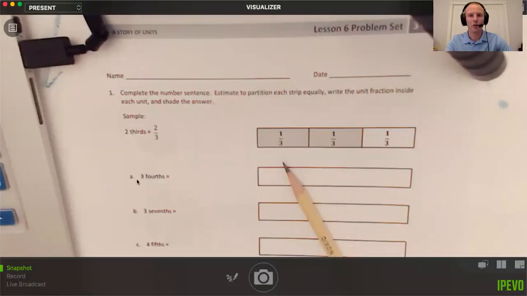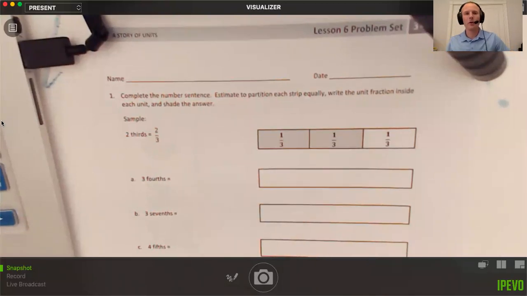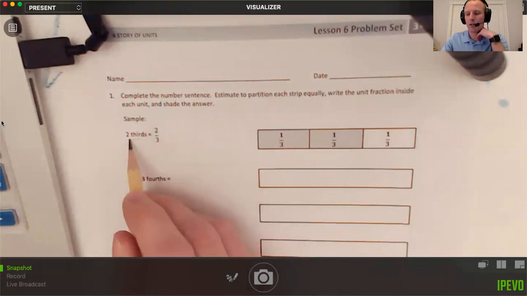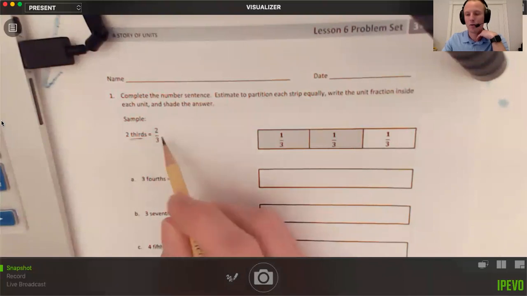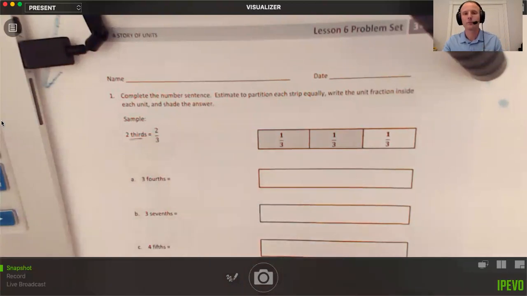So let's get started. I have the problem set here, so I'm going to go through that with you again. This gives you some more practice watching somebody else and going along with somebody else as they work through problems similar to the ones you're doing. So basically the directions here are to complete the number sentence. As you can see in the first one, they've written out 2/3 in words, unit form, and then you write out the numeric version, 2/3.